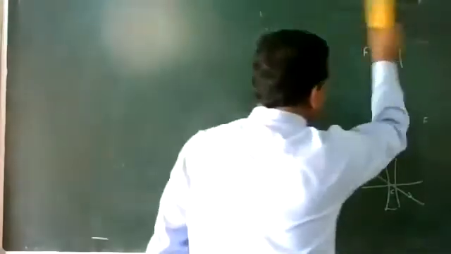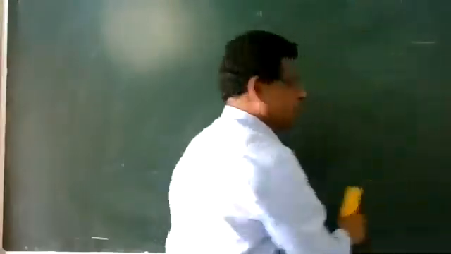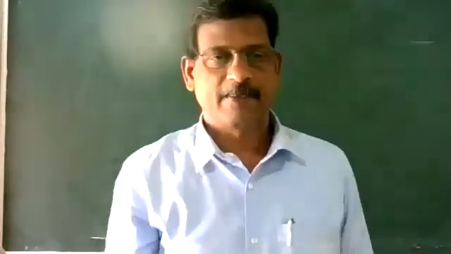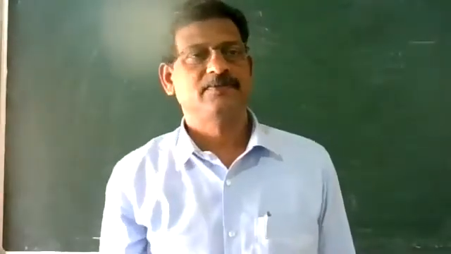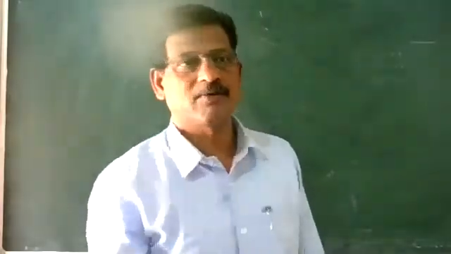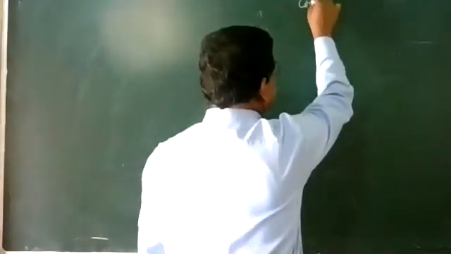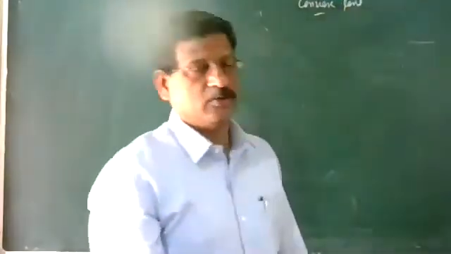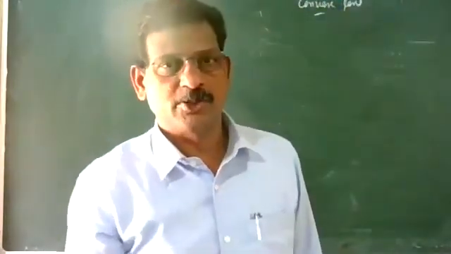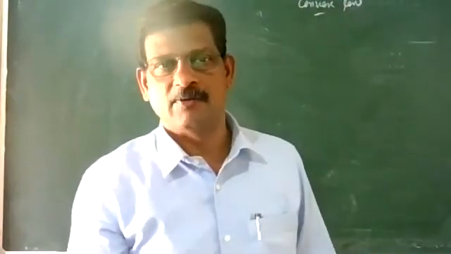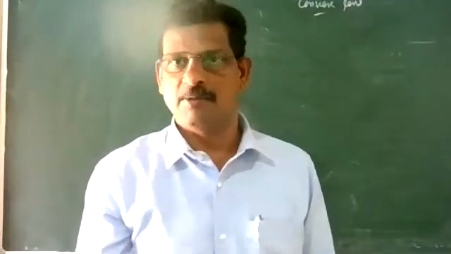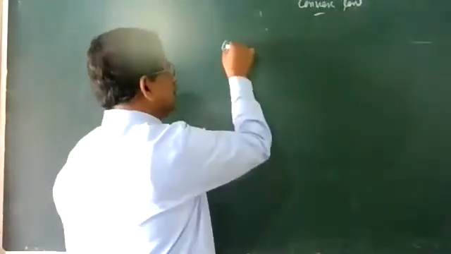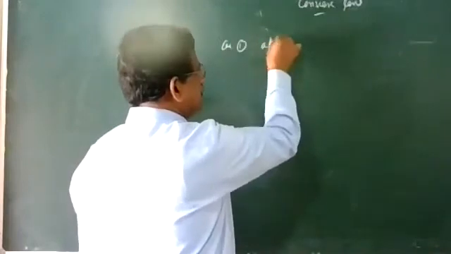Okay, now we are going for image formation in the case of convex lens. There are 6 cases. You have to recognize the position of the image, the nature of the image, and the size, etc. First one, when the object is at infinity. Case 1: object at infinity.